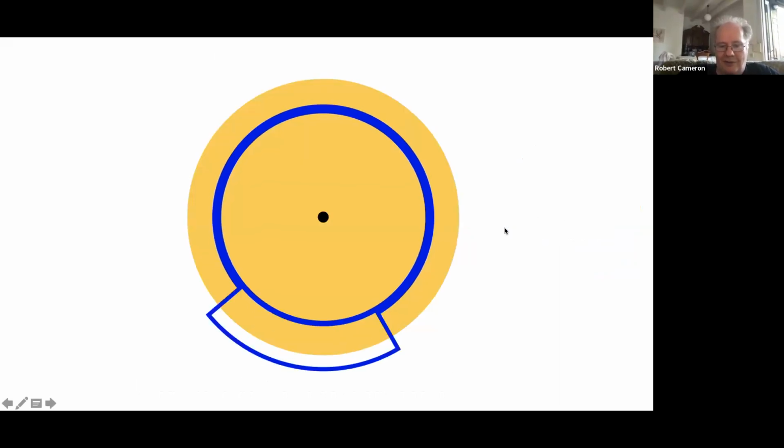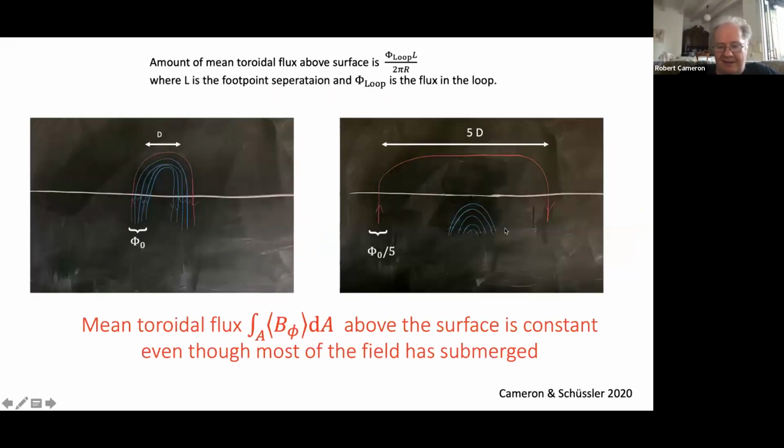And if you want to do it quantitatively, then it's done in the paper Cameron and Schüssler 2020. So again, the idea is we have flux. Initially, we have lots of flux in a short separation. As time passes, lots of this flux retracts back inside the sun, but the amount which hasn't retracted has spread out further and further. And so if you look at the product of these two, it's constant in time.